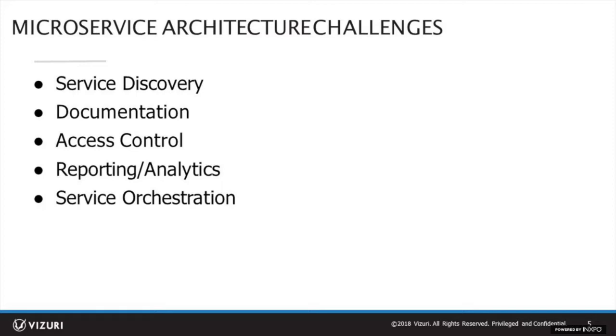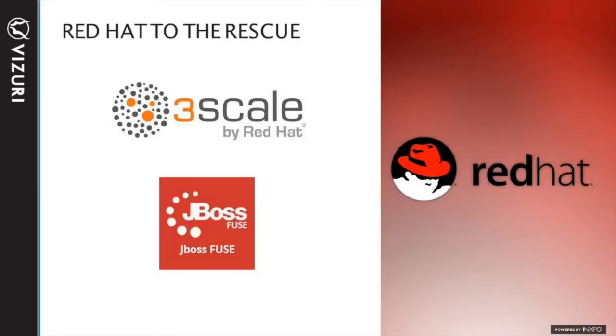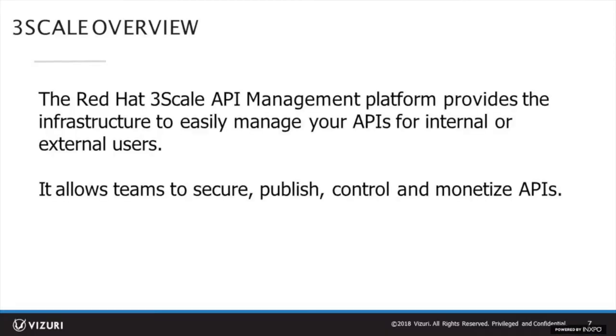Service orchestration is also a challenge. If you have a business transaction that comprises many microservices, how do you create a composite service and execute? Red Hat provides two tools in particular that really help extend your microservices application. These are 3-scale and JBoss Fuse.